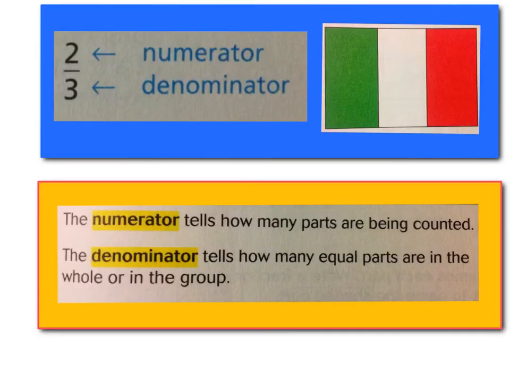The names given to the numbers in a fraction are numerator and denominator. The numerator is the top number and it tells how many parts are being counted. The denominator is the bottom number and it tells how many equal parts are in the whole or in the group.